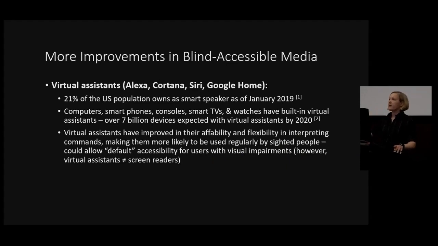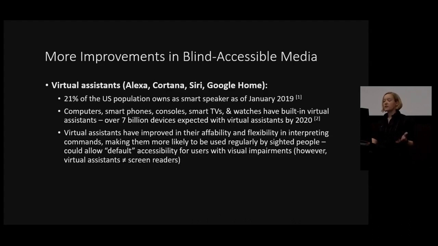Some other improvements in blind accessible media. We have the prevalence of virtual assistants. So Alexa, Cortana, Siri, Google Home, they're taking over tech. And right now, 21% of the U.S. population owns a smart speaker. That's as of January of this year. And like I said, almost everything has it. Computers, smartphones, consoles, smart TVs, watches, they all have built-in virtual assistants.